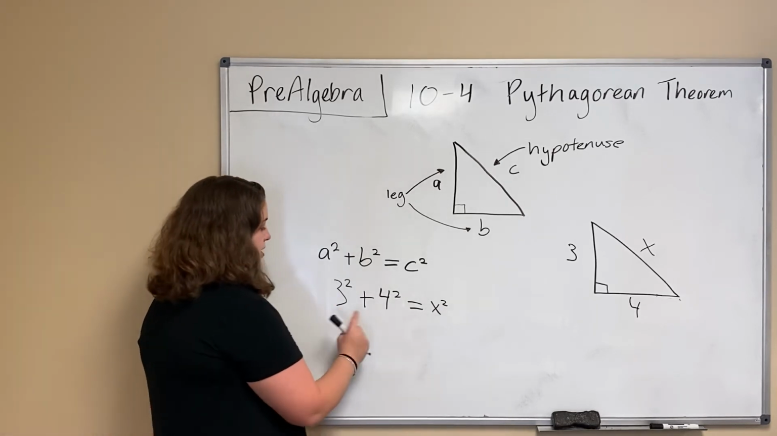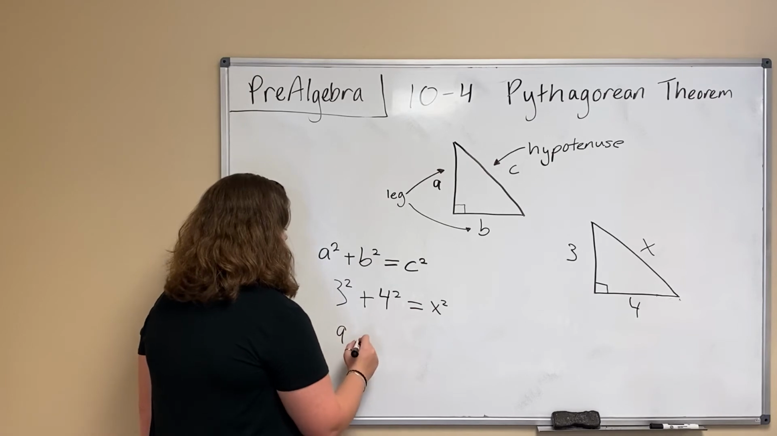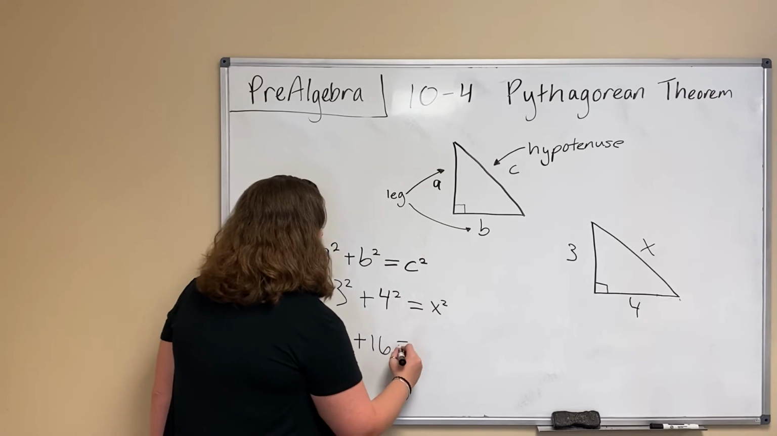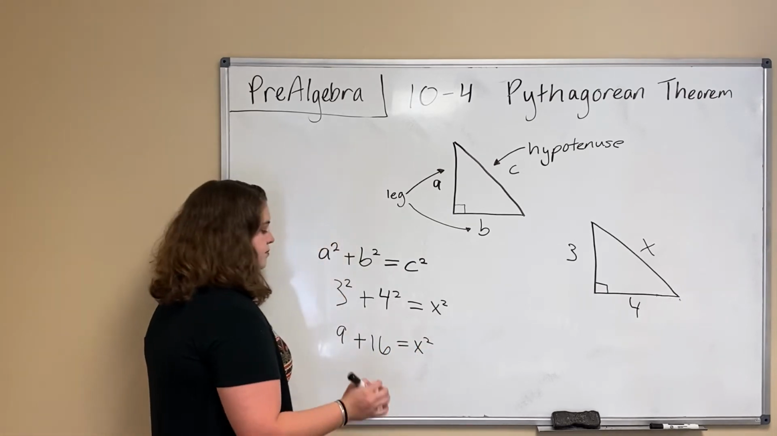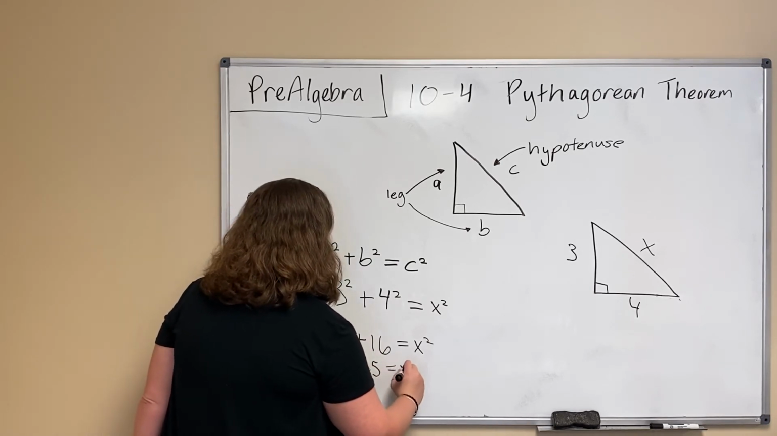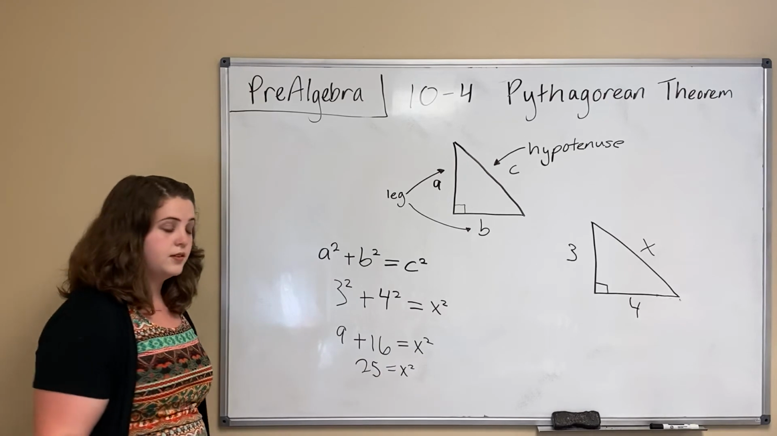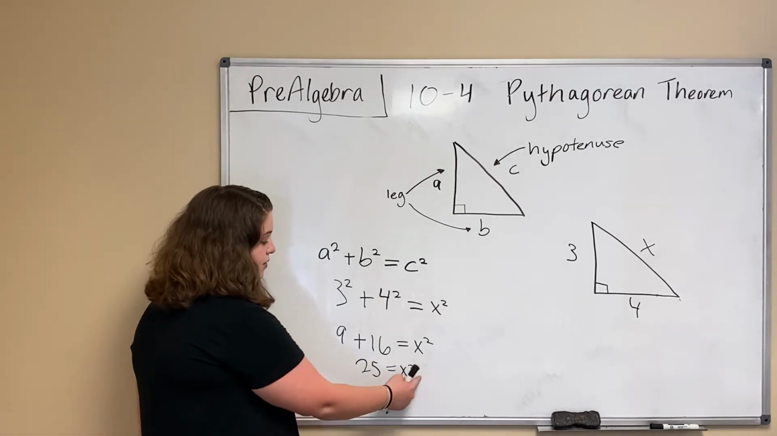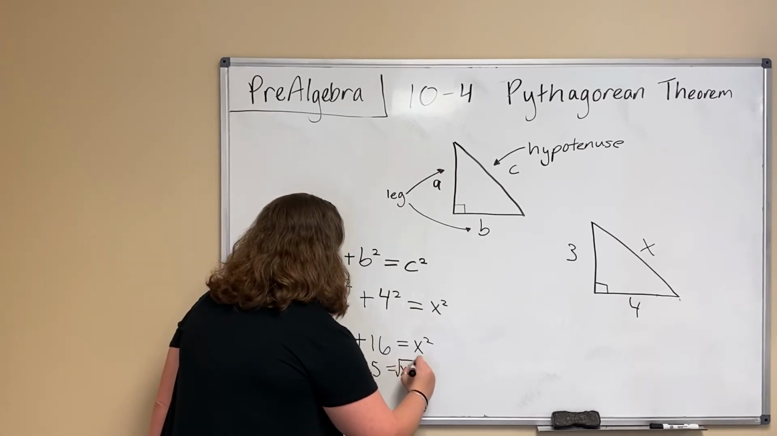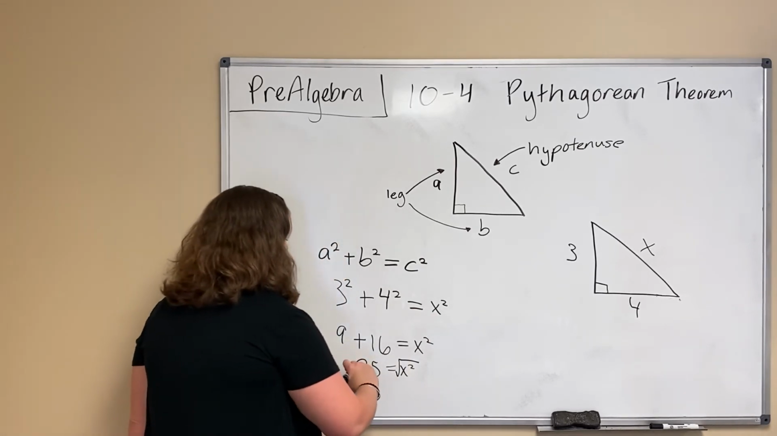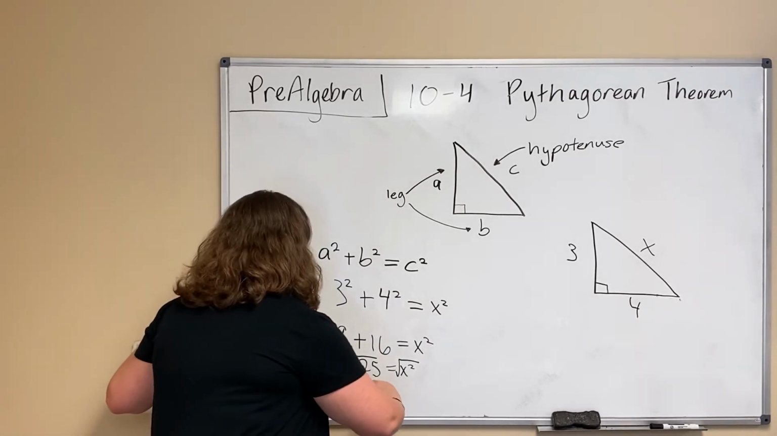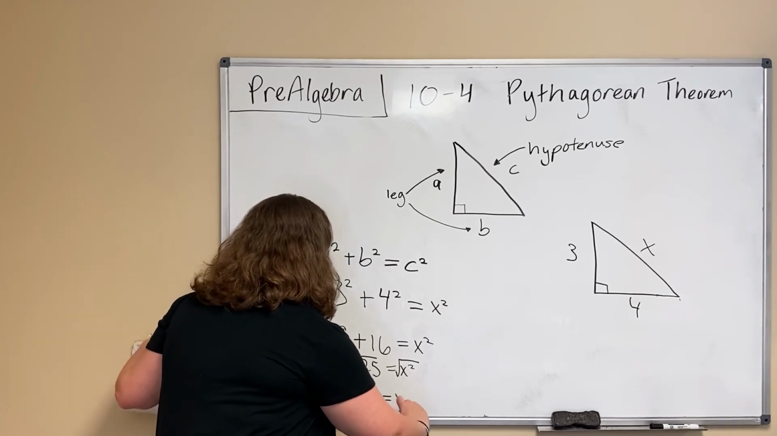So I'm going to go 3 squared is 9. 3 times 3 is 9. Plus 4 squared, 4 times 4 is 16, equals x squared. So 9 plus 16 is 25. Now to get x totally by itself, I have to undo the square. The opposite of a square is a square root. I'm going to take the square root of that side and the square root of this side, and I'm going to be left with 5 equals x.